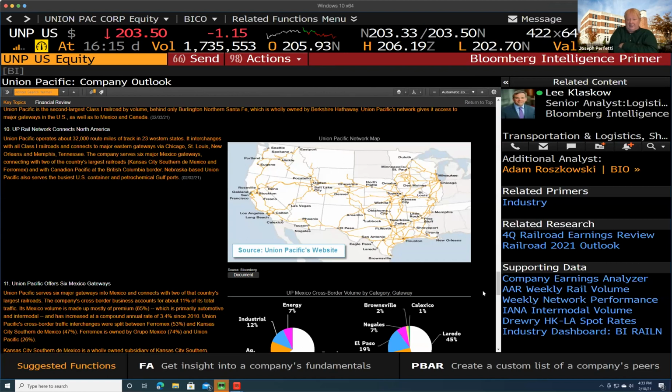And I'll give everybody a hint. Look at this map that's on my screen. I left it there for a reason. How does the map, the route map, help them?